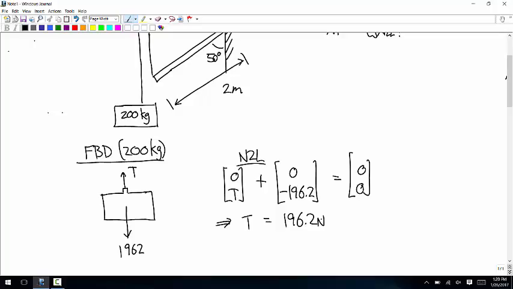You can see from Newton's second law why you can't make that assumption if there's acceleration. If this was something over here, then T would not be equal to 196.2, or be equal to 196.2 plus something. Okay, and the bigger the acceleration is, the worse that approximation is.